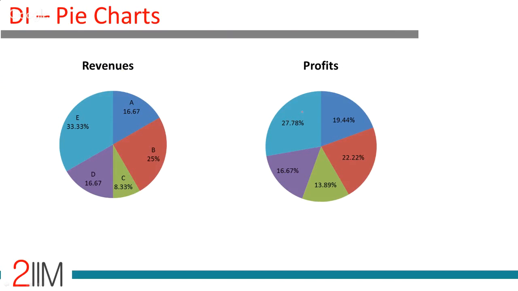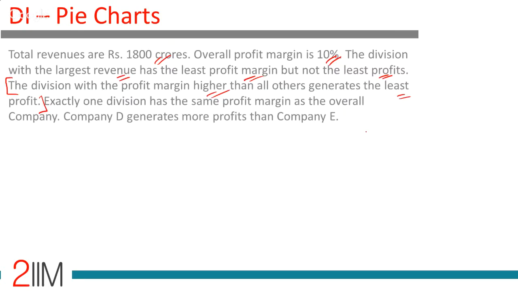And it's a beautiful question because the revenue pie chart has all A, B, C, D, E very clearly given for us. And so the total revenue is 1,800 crores. The profit pie chart does not have all of this. We don't know which company has made 27.78% of the overall profit, which company has made 19.44% of the overall profit. That's important. And so that idea is something that we need to take away.